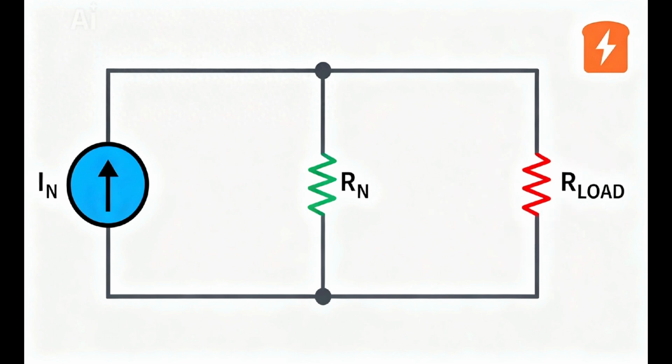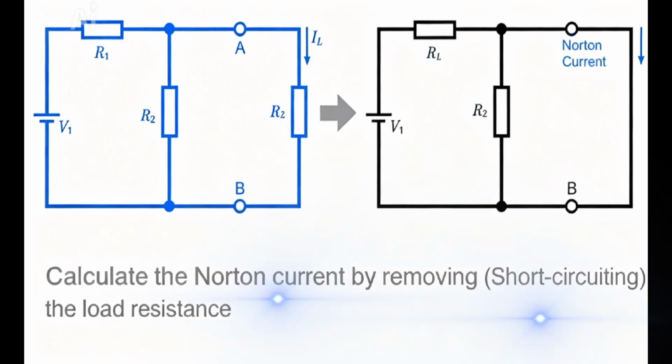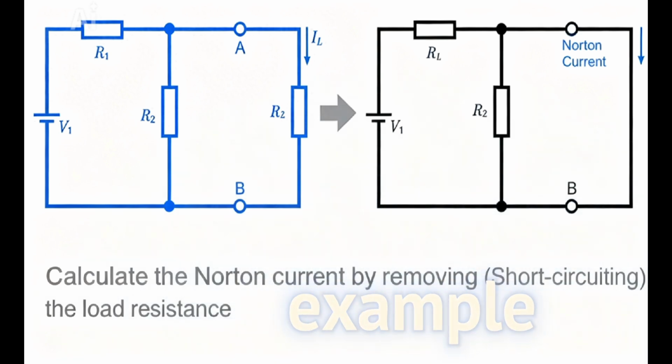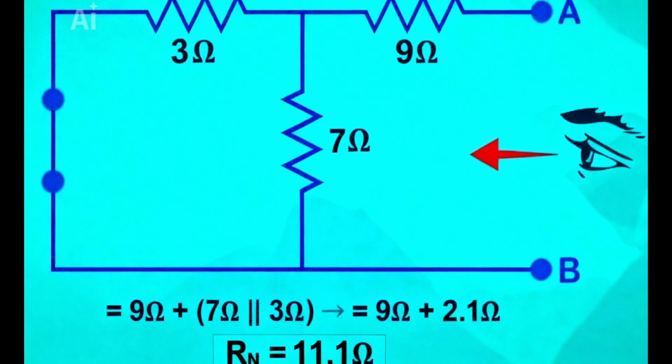Norton equivalent circuit consists of a Norton current source parallel to a Norton resistance. Norton current: the short circuit current measured at the load terminals after removing the load. Norton resistance: the resistance calculated at the open circuited load terminals with all independent sources deactivated, voltage source shorted, current source opened.